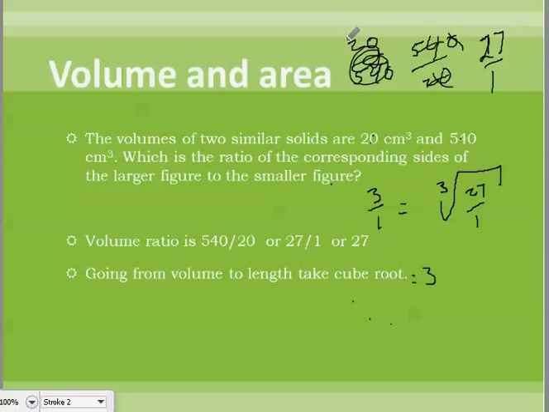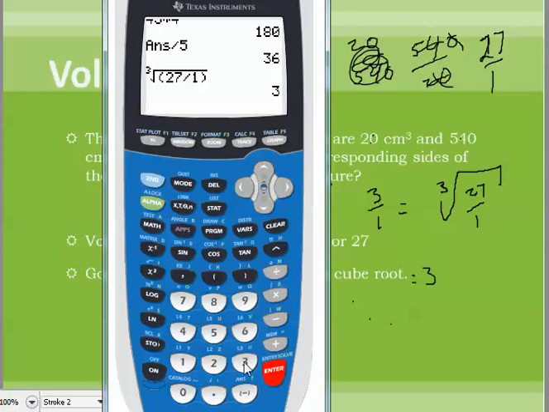Okay? Now, are there other ways to take cube root on a calculator? Sure. You can say 27, and I want to raise that to the 1/3 power. That's what it means when you're taking the cube root. You get the same 3.